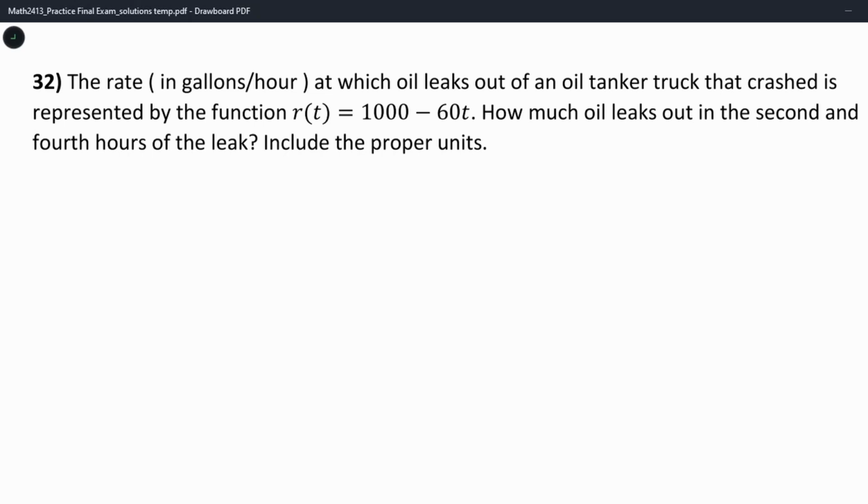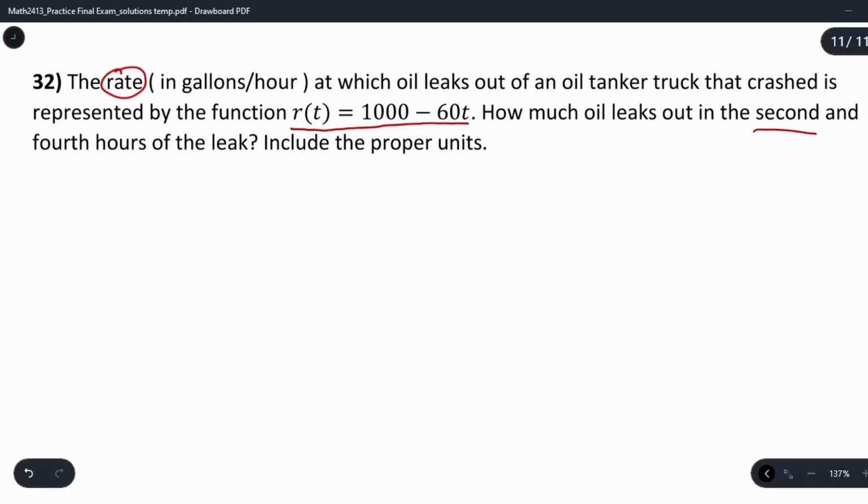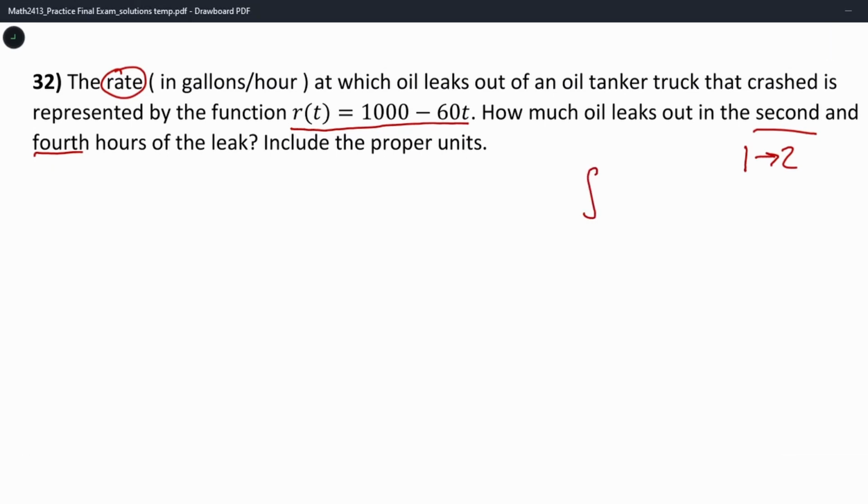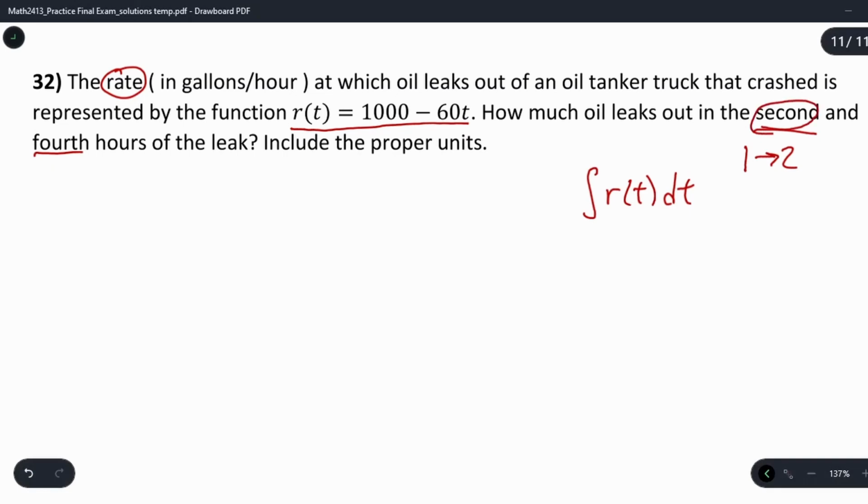Next, number 32, the rate in gallons per hour at which oil leaks out of an oil tanker truck that crashed is represented by the function. And so here we have the function that represents the rate at which we're losing oil. How much oil leaks out in the second and the fourth hours of the leak? So the second hour would be represented by from the end of the first to the second. In other words, if you're finding how much oil leaked out given the rate, that's going to be the integral from A to B of the rate with respect to t. So in the second hour, that's going to be from 1 to 2.